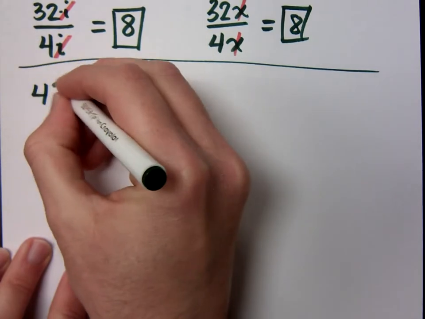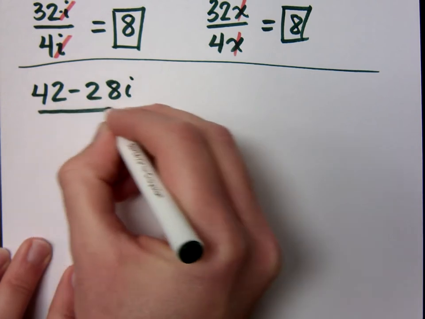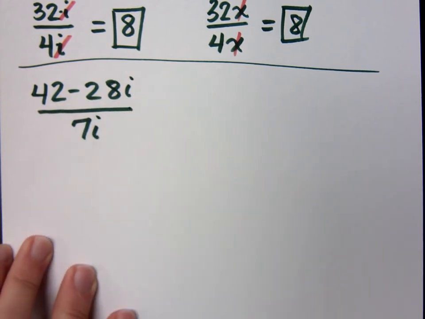Well, let's look at this example. Let's make things just slightly more complicated: 42 minus 28i divided by 7i. Now, you've got to be careful here because a lot of times students want to try to do something that they are not supposed to do.